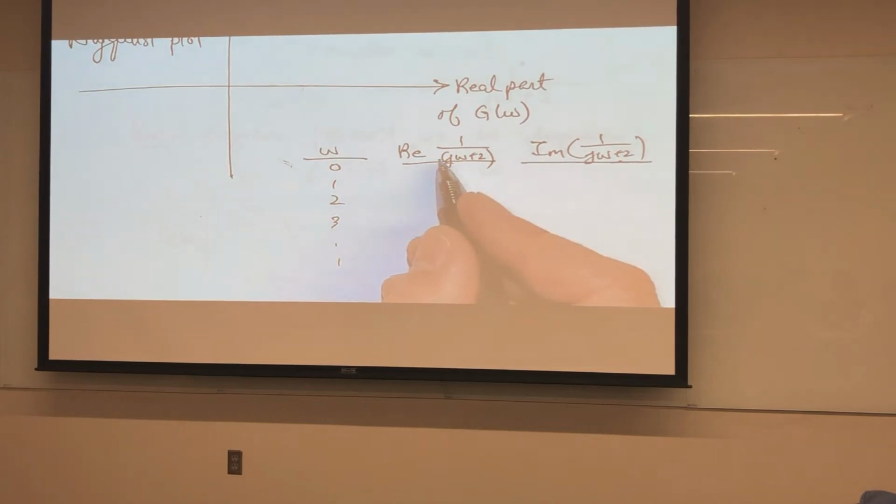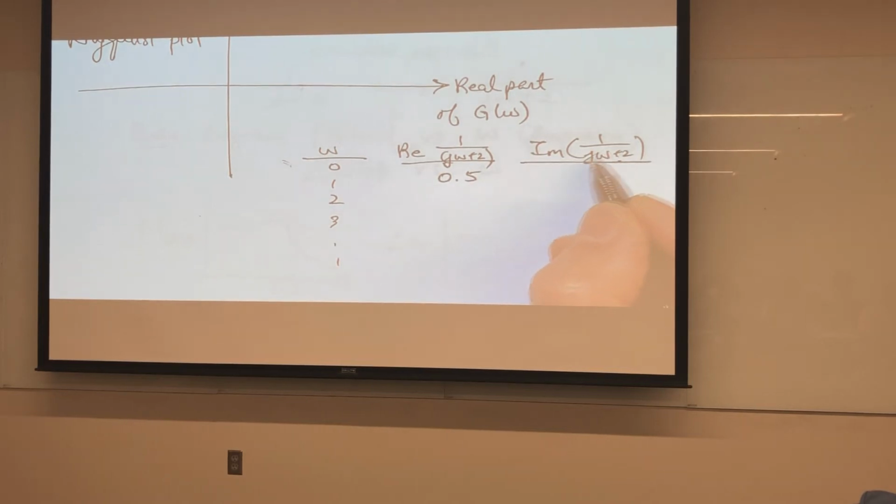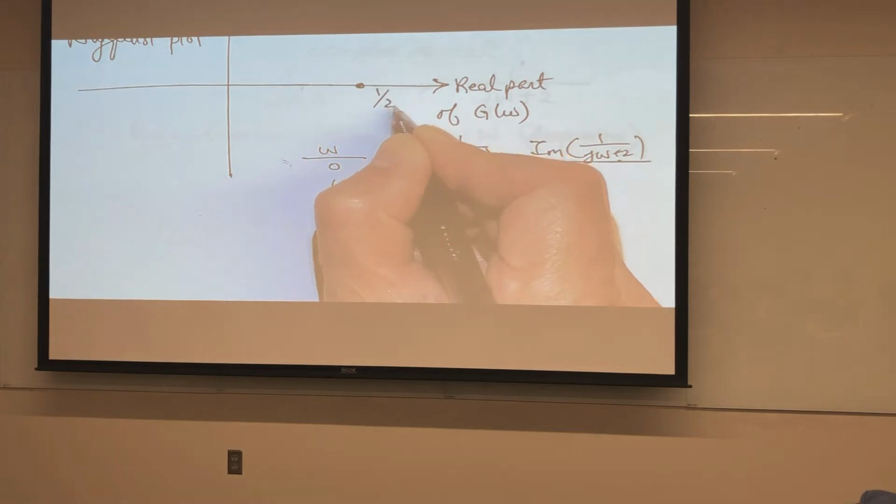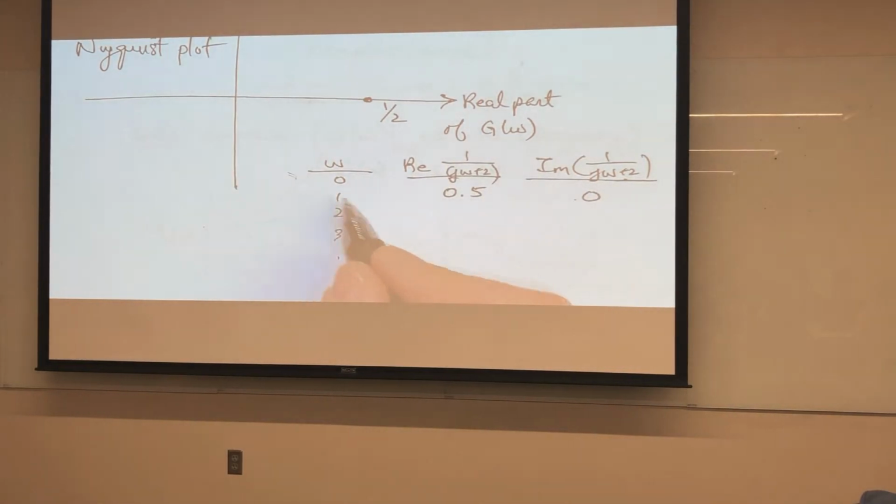So for example, if I stick in omega equal to 0, I'm going to get 1 over 2. So the real part is a half. With omega equal to 0, the imaginary part is 0. So I have 0.5 and 0. I would plot that right here. That's just one data point. And then I'd have to do that for another data point.